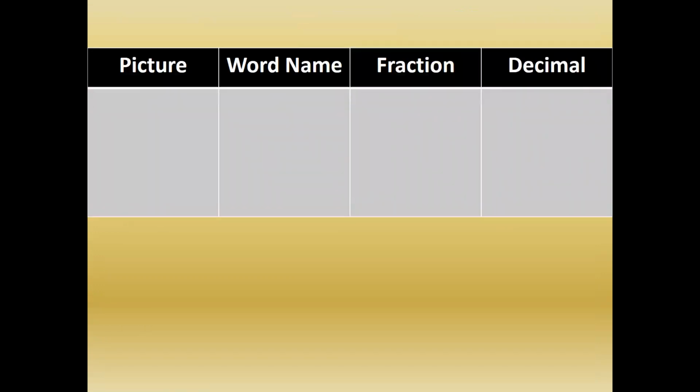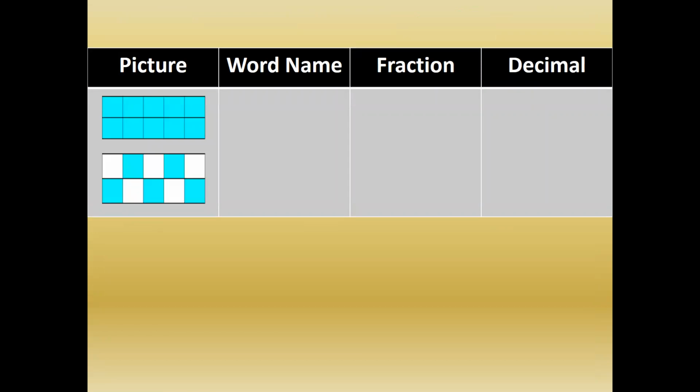Now let's try it again. So we're going to have a picture this time. We have 2 rectangles full of 10 squares in each of them, and we're going to be looking at the blue. So let's first make our fraction for this picture. So we have 1 whole, so we have a 1 in front of our fraction. Out of how many parts would there be? There's 10 parts because there's 10 squares in each rectangle.